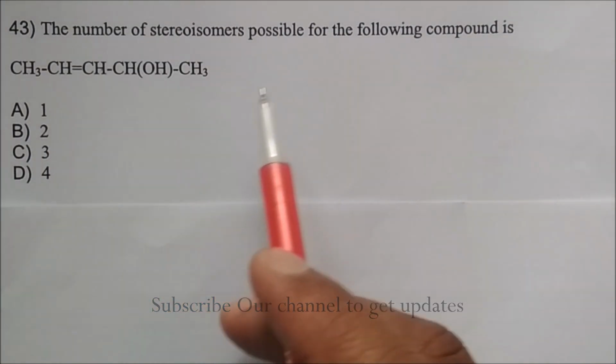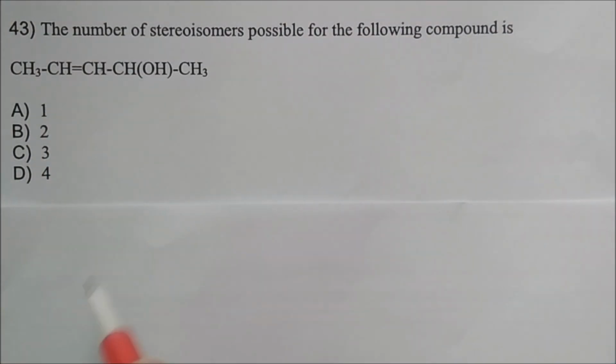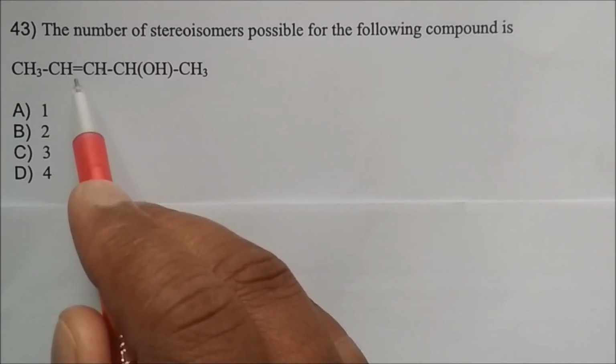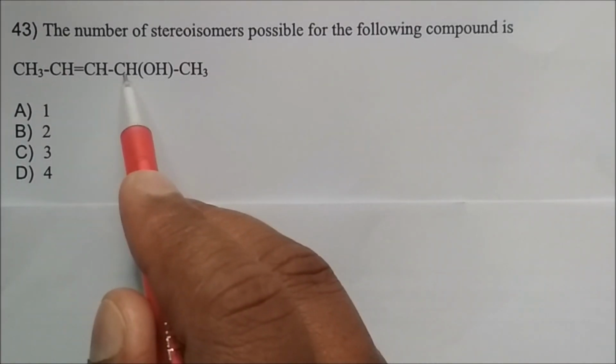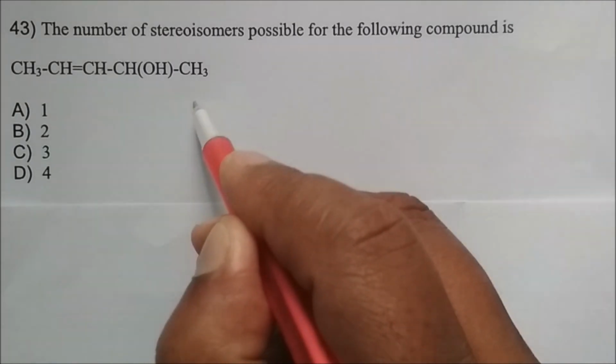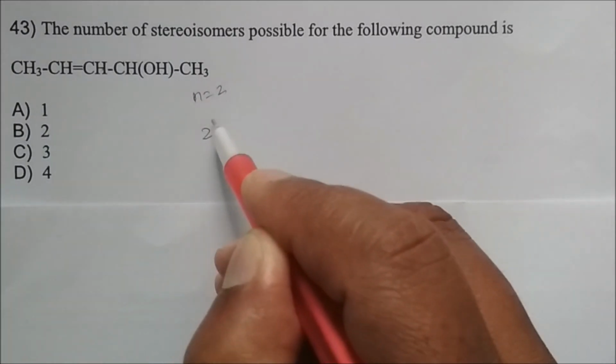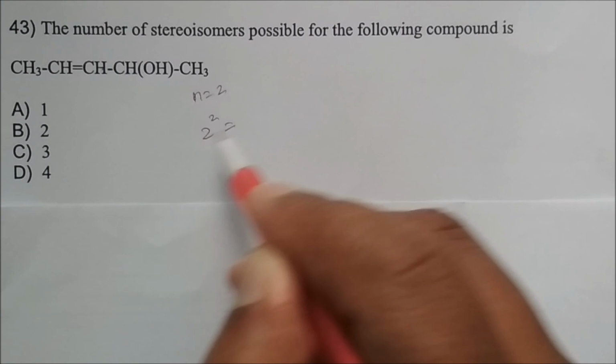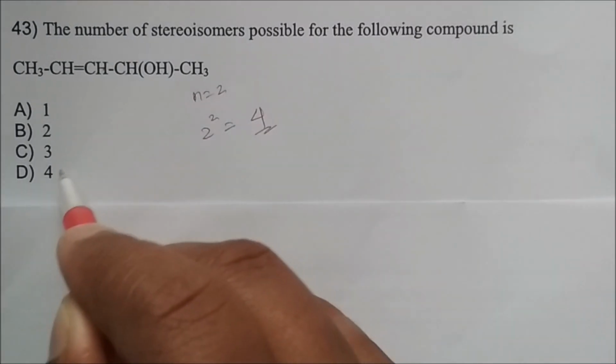The number of stereoisomers possible for the following compound is. So if you see carefully, this is a double bond. So this is one stereocenter, and this carbon again one stereocenter. So there are two stereocenters. So n is equal to 2. So we'll use the power, 2 to the power 2. Total stereoisomers will be 4. So answer D is correct.